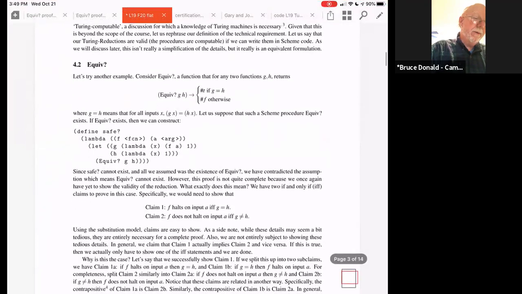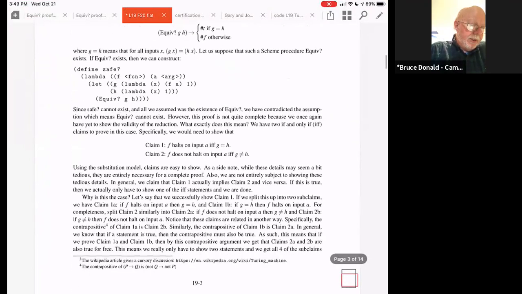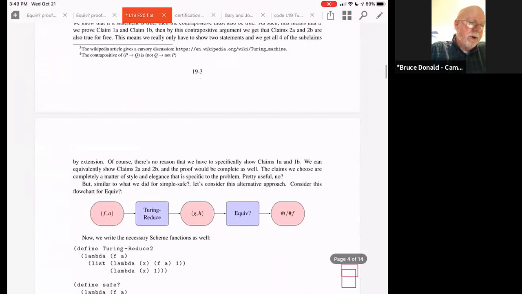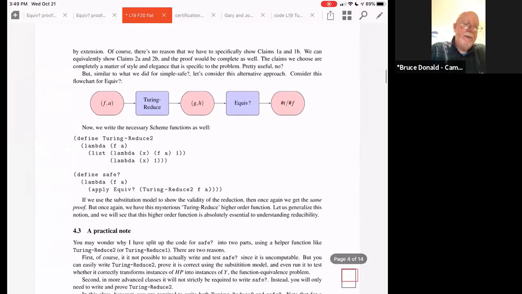Let's try equiv. There are many different ways of doing equiv. We looked at one done by a classmate of yours, using contradiction. We can also use reduction for this. Let's look at the flowchart for this. So an equiv only takes a pair of functions, and it's supposed to decide whether g equals h. Now, we're not saying it does exist, but if it existed, it would.